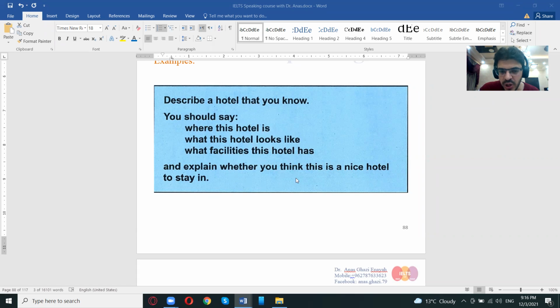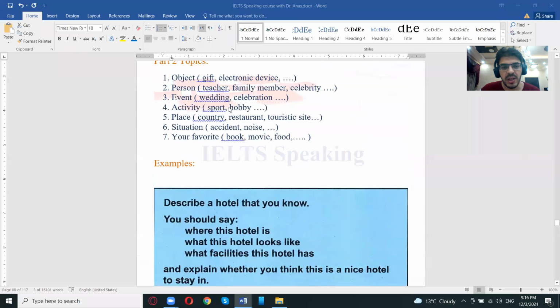But here's where you can develop your answer the most, when you are asked to describe your feeling, your judgment, your assessment of this place. So this is a place, right? A hotel is a place.